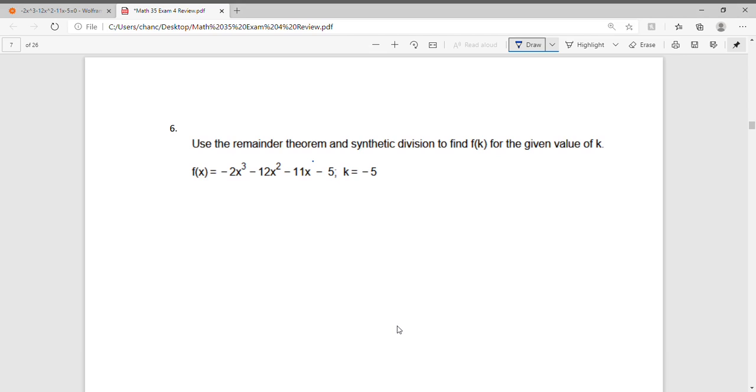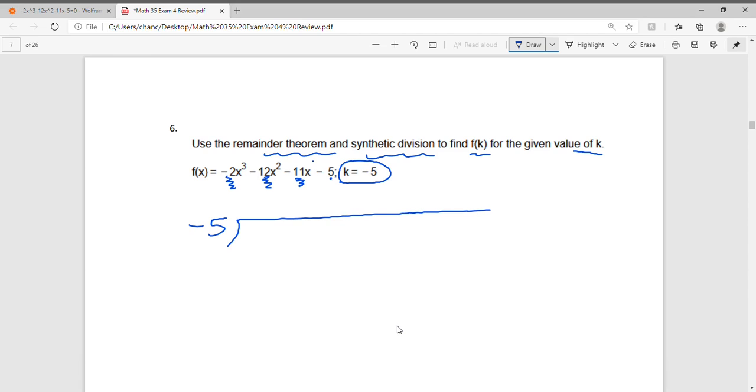Question 6. Use the remainder theorem and synthetic division to find f of k for the given value of k. Here we have a cubic function, f of x equals -2x cubed minus 12x squared minus 11x minus 5, and k is equal to -5. Let's use synthetic division. We have negative 5 on the outside, and on the inside we'll use our coefficients. Our coefficients are negative 2, negative 12, negative 11, and negative 5.